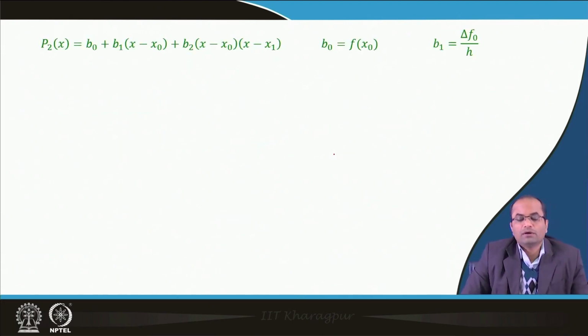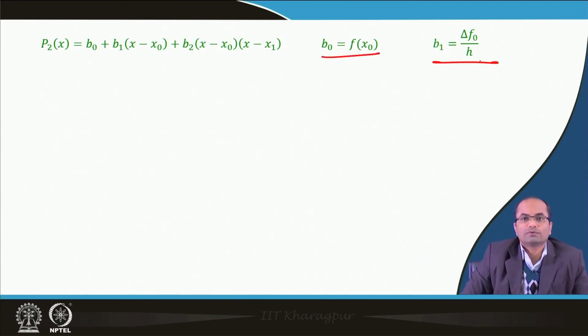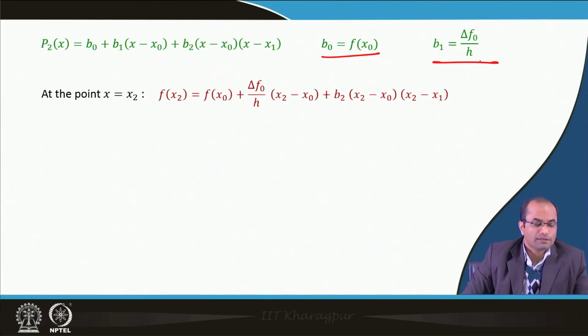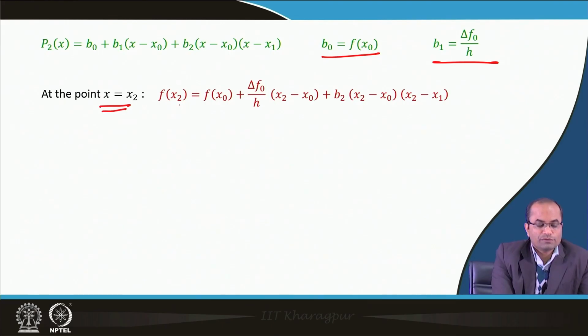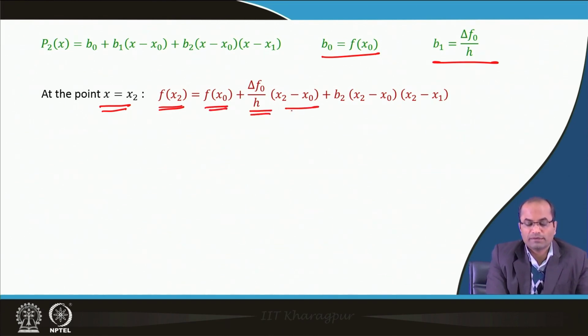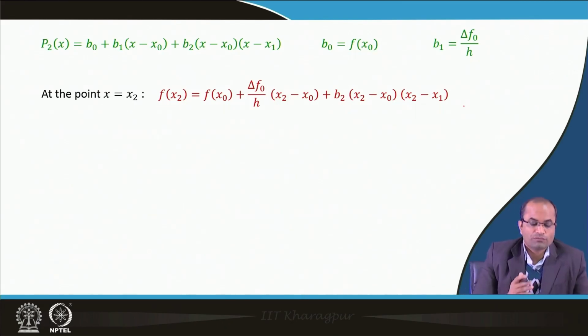So, having this b naught and b 1, remember this is the same values what we got also for the first order polynomial. So, now for the point x is equal to x 2, we will substitute there, the polynomial value and the function value are same. So, f x 2 is equal to f x 0, we have delta f 0 multiplied by this, we have b 2, we have x 2 minus x 0, we have x 2 minus x 1.